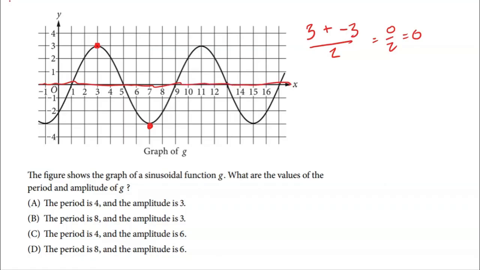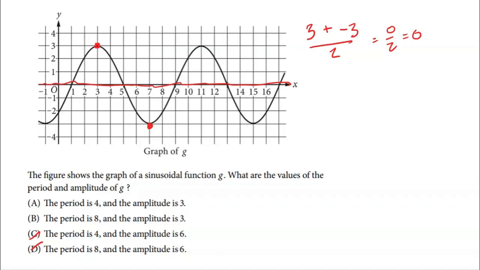All right, now the reason why that's important is because the amplitude is how much you go up or down. It's the distance you go up or down from that midline. And of course, that distance is going to be 3. So I definitely have an amplitude of 3, so I can immediately get rid of C and D that said an amplitude of 6. Now, what about that period? Well, what I need to do is recognize one full cosine or one full sine curve. Either one works.